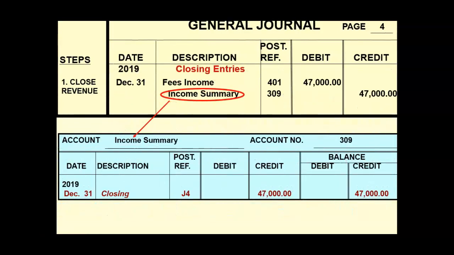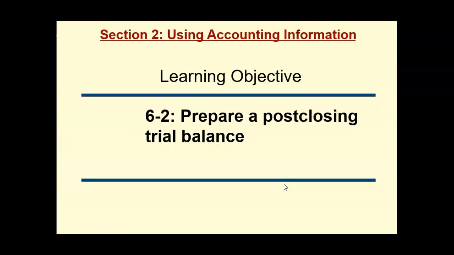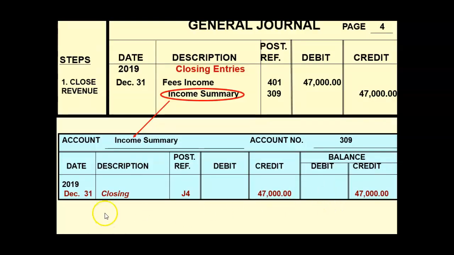Next, we have the income summary ledger account. We're going to post each income summary transaction into the income summary ledger, going through the same 5 steps of the posting process. So first, we create the account for $47,000. Well, we got the date. You write the term closing. J4 would be your post reference. The credit for $47,000. The balance would be $47,000.